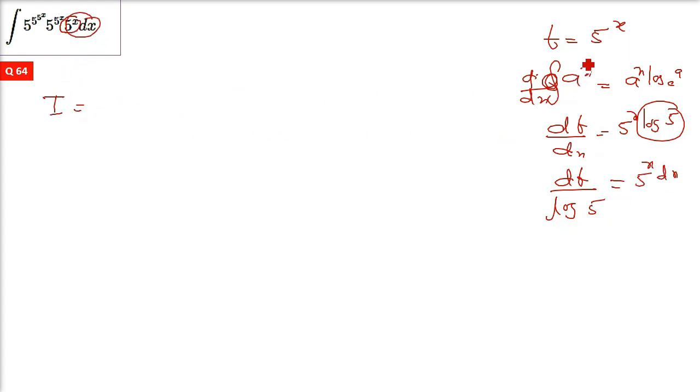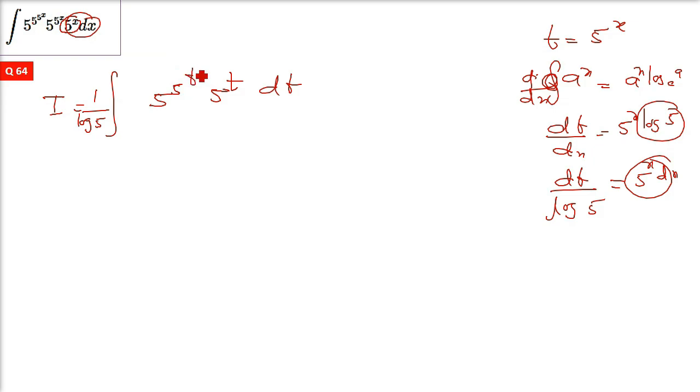So this integration is going to be, so we'll align this with our assumption and what is given in the question. So dt/log 5. So 1/log 5 here, and this is dt. Now 5^x is t. And the whole 5^x dx was already dt/log 5. So 5^(5^x) is 5 raised to t.